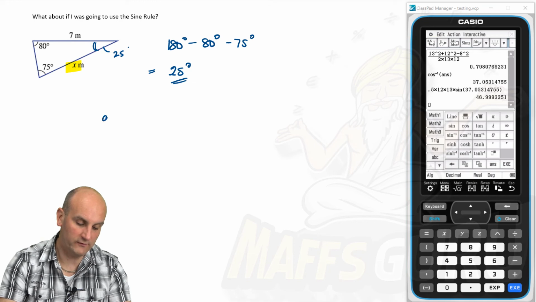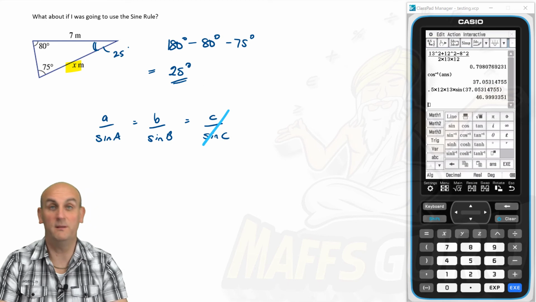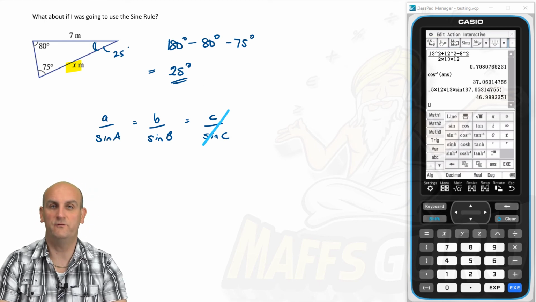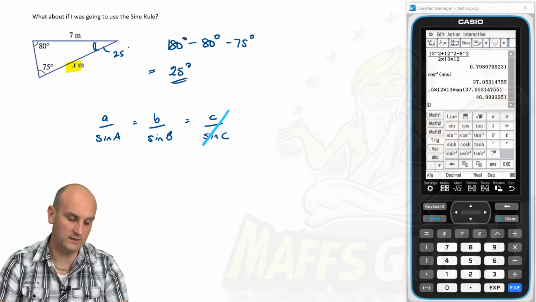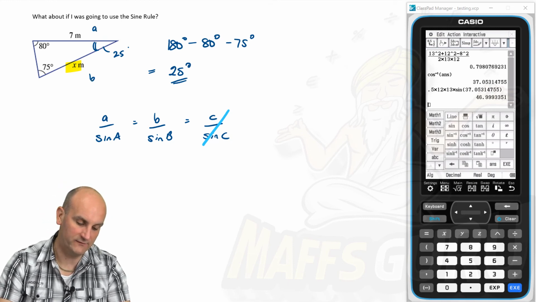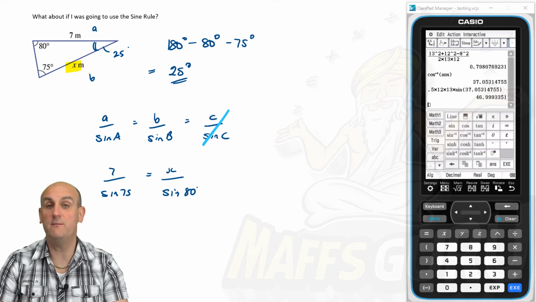We know the sine rule is a on sine A equals b on sine B, which equals c on sine C. Now, in most cases, I don't think I've ever used the c on sine C. It's just there for a little bit of equivalence, but I'm going to use this one here. So we're now going to say let that be A and let that be B. So we have 7 on the sine of 75 is equal to x on the sine of 80, which helps me find my value of x.